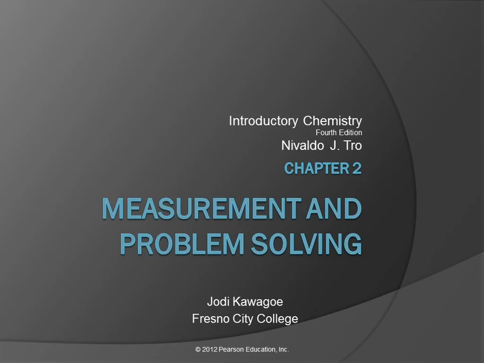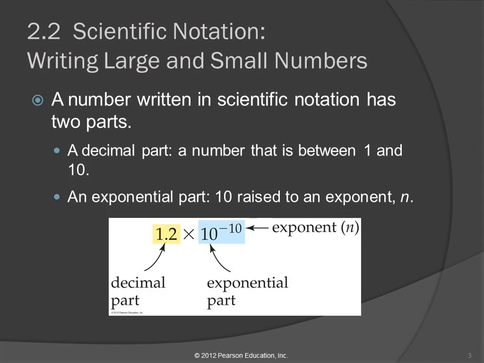Chapter 2, Measurement and Problem Solving. Chapter 1 was nice. This is really important stuff, so stay with me here. I skipped section 2.1. I don't remember, but I'm pretty sure I had a good reason. So read through it, but I think that's one of those fluffy sections.